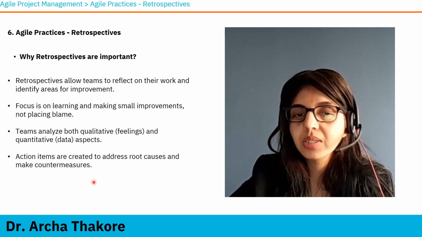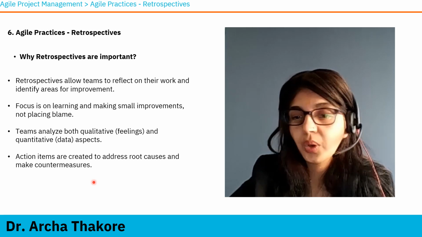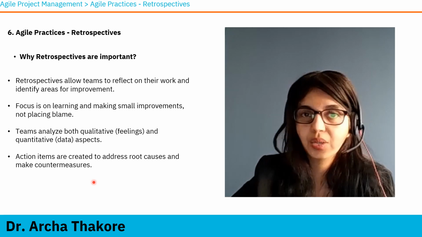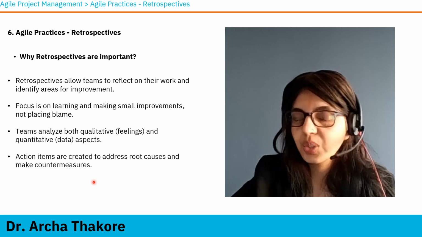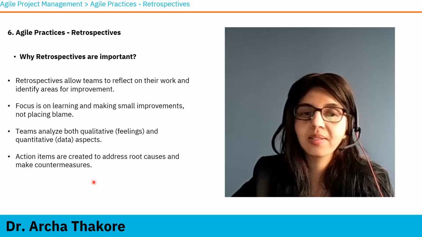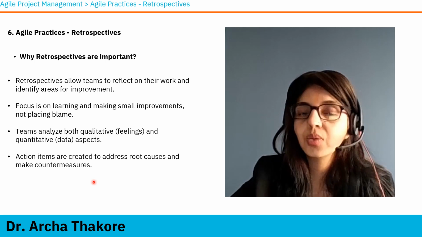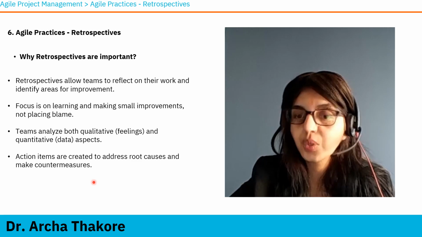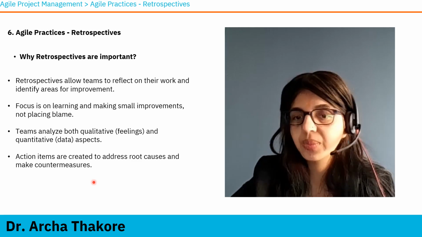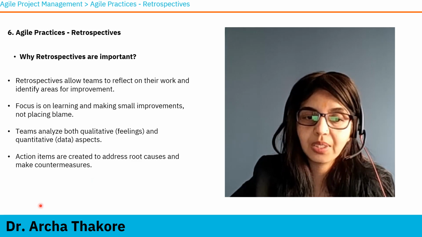Many root cause analysis methodologies can also be a part of a retrospective, such as the fishbone analysis, 5 why analysis. Teams can use that also to come to a root cause for complex problems and complex issues that they are facing.